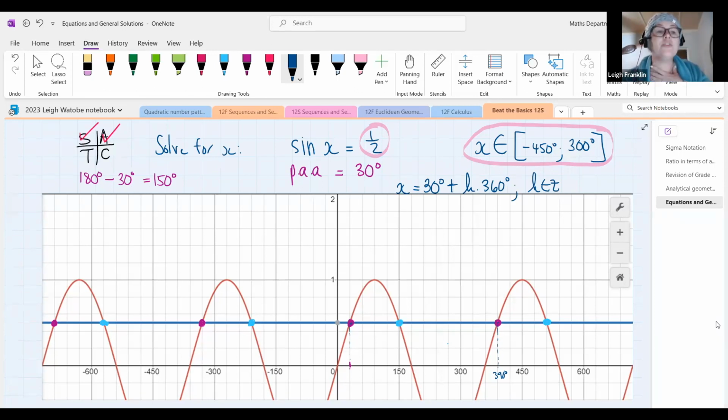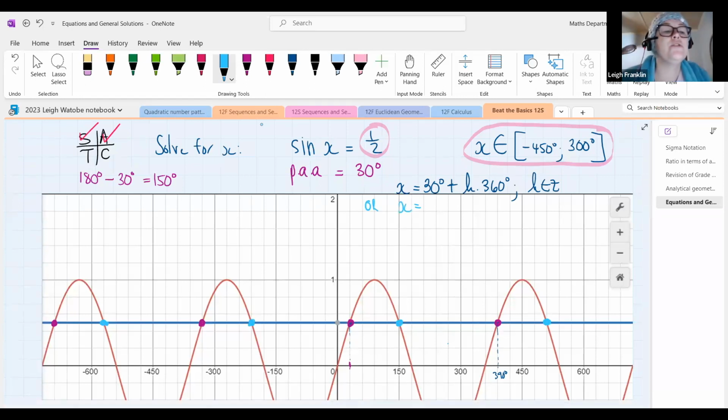How are you feeling, Matrix? Is this making sense to you? Yes? Okay, let's do the other one in light blue.